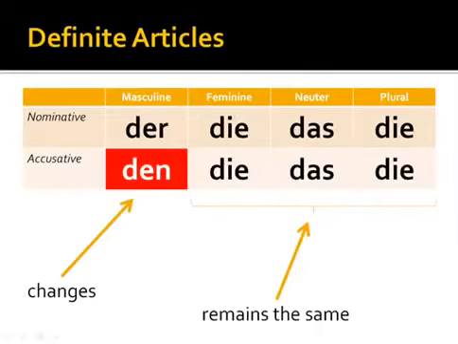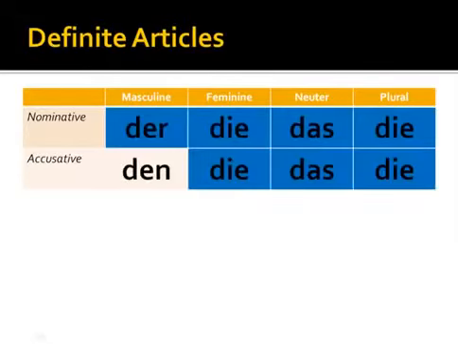Now, this pattern of definite article declension can be summarized by what I call an Oklahoma box. Everything inside the Oklahoma box stays the same. A feminine noun in the nominative case that's modified by the definite article die, well, in the accusative case, this definite article stays the same. Die remains die. The only thing that we really have to look out for is the masculine noun. The definite article that modifies a masculine noun in the nominative case, der, changes to den in an accusative environment.